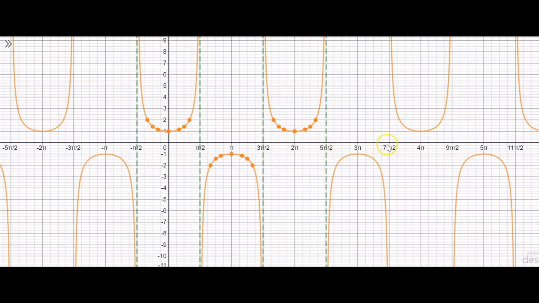The next one's going to be at 7 pi over 2, then 9 pi over 2, then 11 pi over 2. What we have here is just an infinite number of vertical asymptotes separated by these curves: curve on the top, curve on the bottom, curve on the top, curve on the bottom.